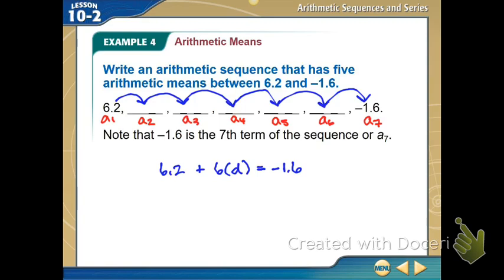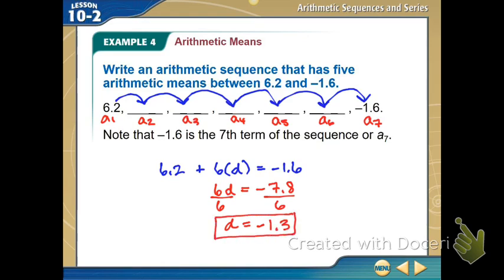So let's subtract 6.2 from both sides. We get 6d equals negative 7.8. Divide both sides by d. Not divide both sides by d, divide both sides by 6. And we get d equals negative 1.3. So now that I know d equals negative 1.3, looking back at my original sequence, I can just add negative 1.3 to 6.2, and then I can add that value repeatedly until I make sure that doing it 6 times gets me to negative 1.6.